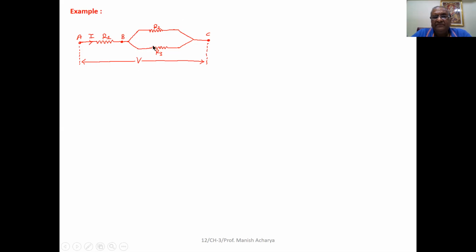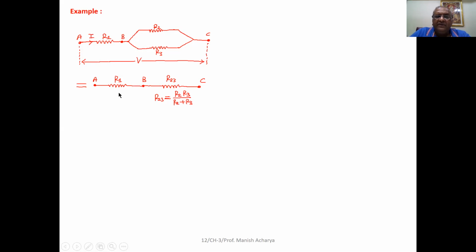So here see, R2 and R3, these two resistors are parallel. So we can prepare the equivalent circuit like this. Replace these two resistors which are in parallel, R2 and R3, by one resistor which is equivalent to this combination. Suppose that resistor is R23. So we can write R23 equal to R2 R3 upon R2 plus R3.